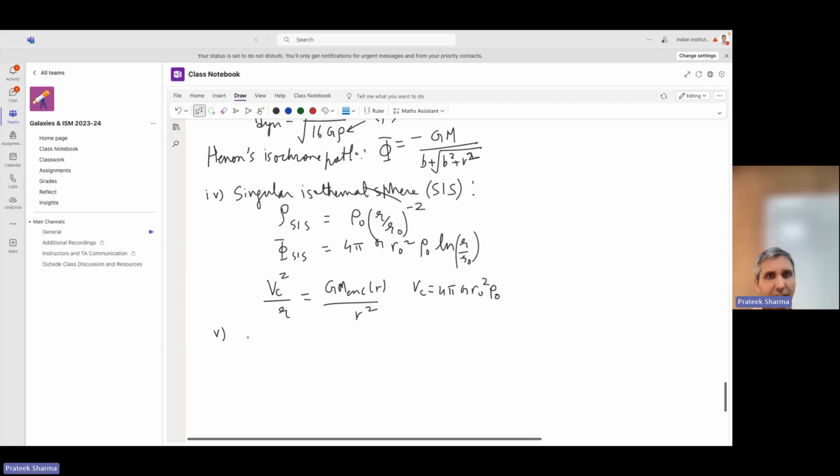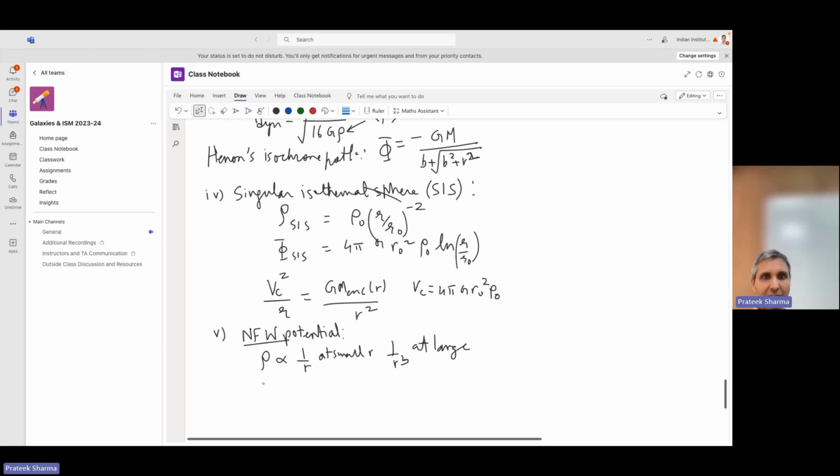Now the last one is something called the NFW potential. I'll give a homework problem on this. So rho is proportional to 1 by r at small radii, and 1 by r cubed at large radii. And it also has an analytic potential. The strength of all these models is that they are analytic density-potential pairs, so you don't have to solve the Poisson equation numerically.